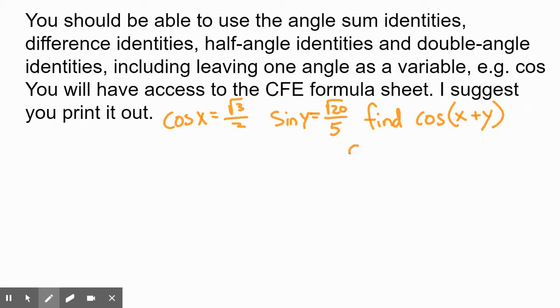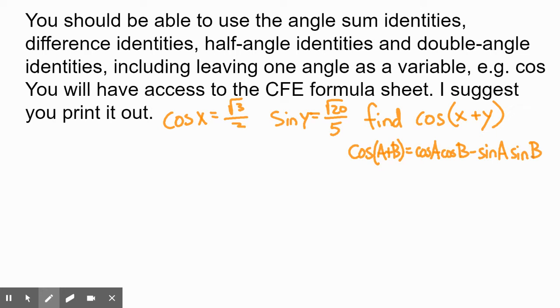So on our sheet, we have this: cosine of a plus b equals the cosine of a times the cosine of b minus the sine of a times the sine of b. All right? So cosine a, cosine b minus the sine of a, sine of b.